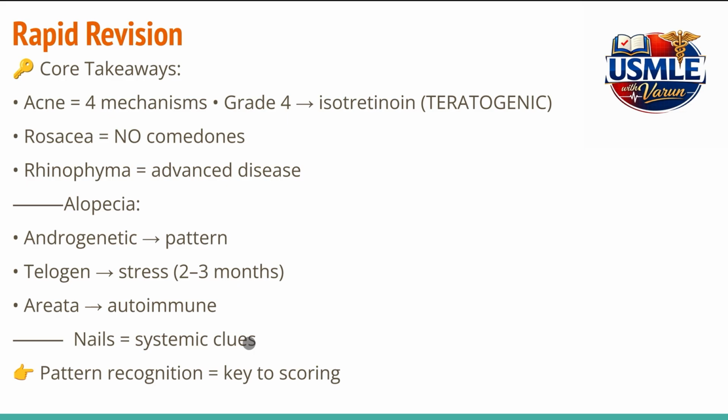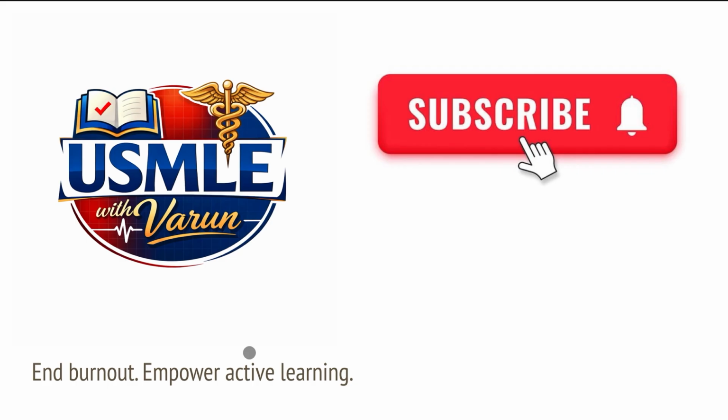So the overall strategy in this topic of disorders of developmental appendages is that we need to recognize patterns, then link them to mechanisms, and then apply that to clinical scenarios. That's how we solve dermatology questions properly.